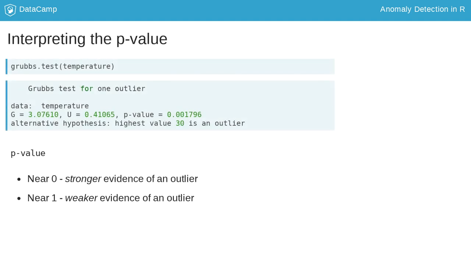The p-value is a number between 0 and 1 that measures how much evidence there is that the tested point is an outlier. Values near to 0 indicate stronger evidence that the tested point was an outlier, while values near to 1 indicate weaker evidence. Any point whose p-value is below 0.05 should be treated with suspicion. In the output shown, the p-value reported is 0.00179, which indicates that the 30 Celsius spring day should be considered an outlier compared to the other temperatures.